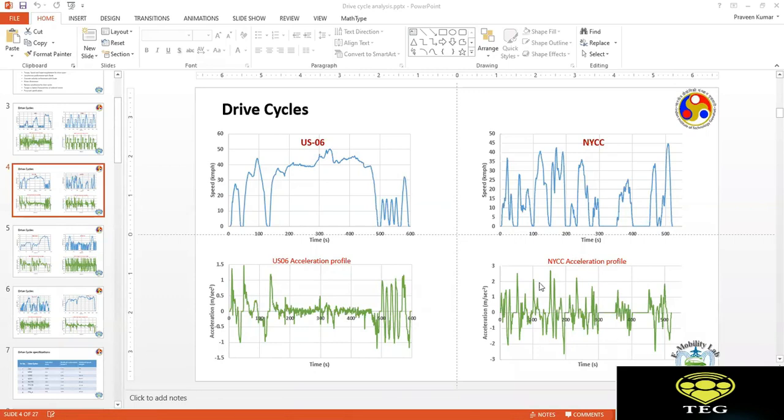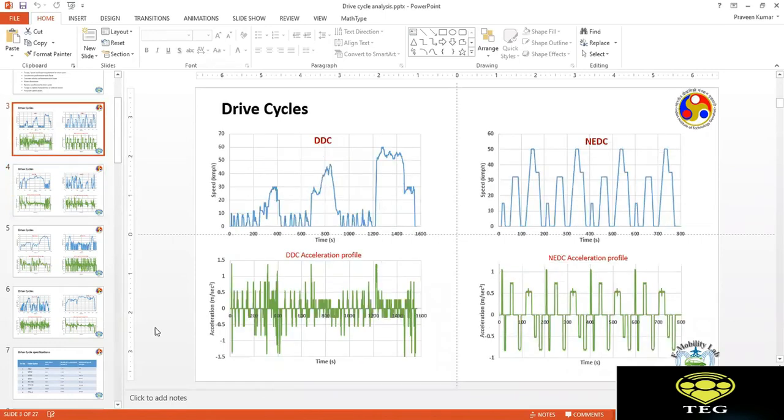And if you look at the acceleration demand, below NYCC you have the acceleration profile for that drive cycle in green color, and below DDC you have the acceleration profile for the DDC drive cycle here in green color. Now look at the acceleration profiles of both the drive cycles, and tell me what do you think about the drivetrain for both the cities. Can one single drivetrain meet the requirements? If yes, why? If no, why?